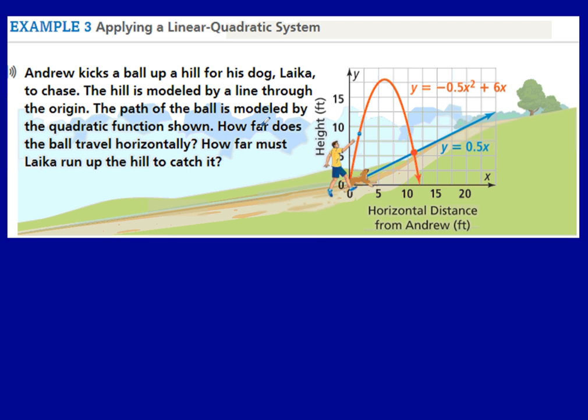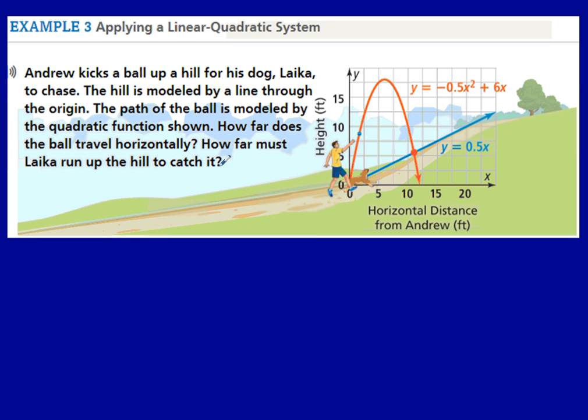Now, Andrew kicks a ball up a hill for his dog, Leica, to chase. The hill is modeled by a line through the origin. The path of the ball is modeled by the quadratic function shown. How far does the ball travel horizontally, and how far must Leica run up the hill to catch it?